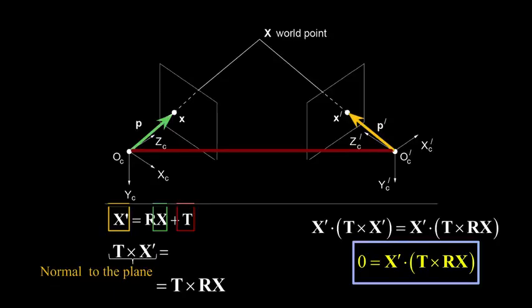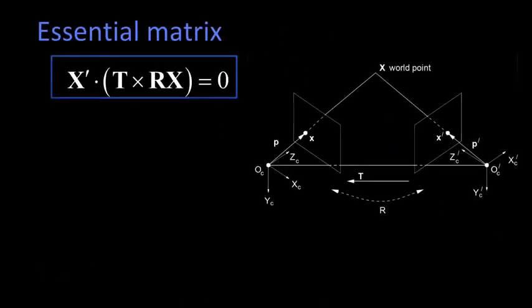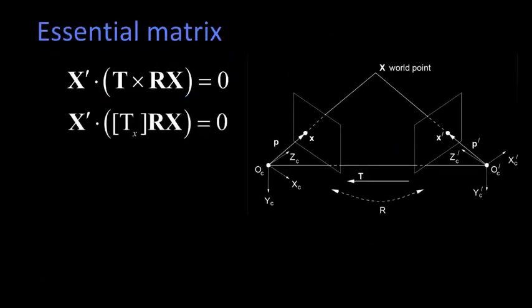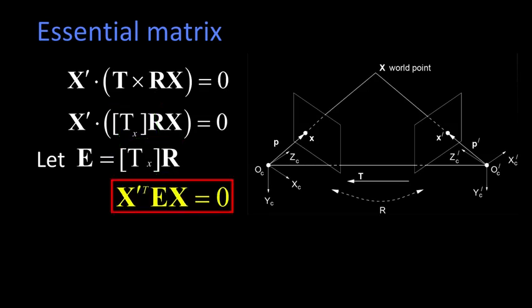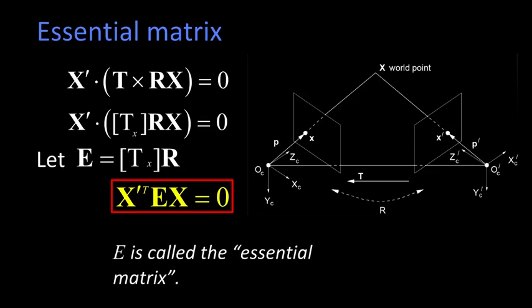Remember this equation? 0 is equal to x prime dot t cross Rx. We just rewrote that again. So now I can get rid of that whole cross product thing and put that cool little funky cross product notation in there. Let me do a substitution. I'm going to let E be just this T cross R. As soon as you do that, you realize I have this really beautiful, elegant expression that says x prime transpose E x equals 0. And E is what's called the essential matrix.